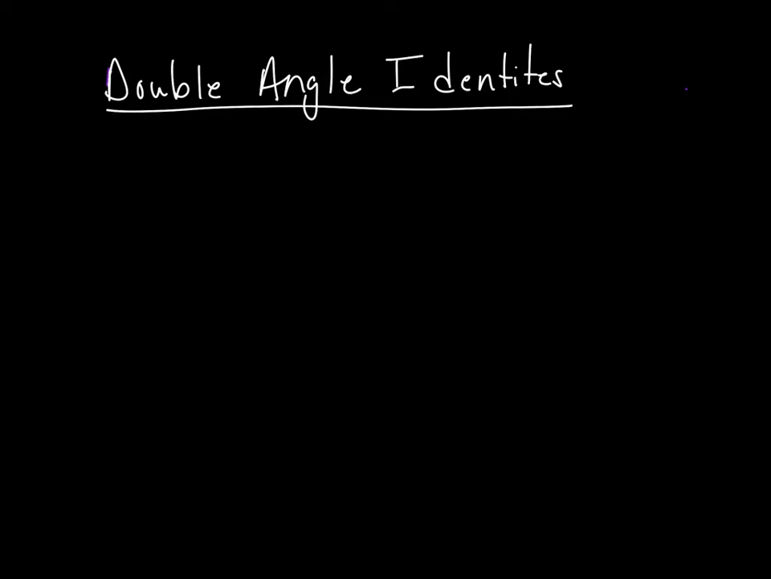All right, so we just watched the last video. You saw how they made double angle identities from the addition and subtraction formulas. We're just going to go ahead and use those. The sine of 2 times theta is equal to twice the sine of theta cosine of theta.